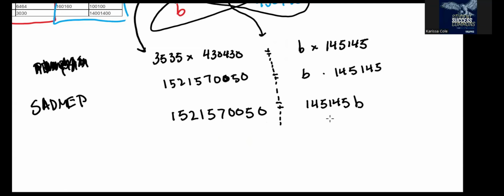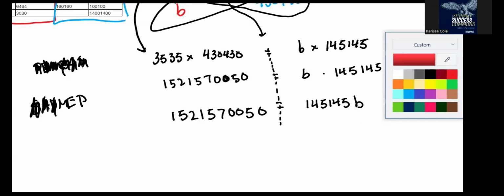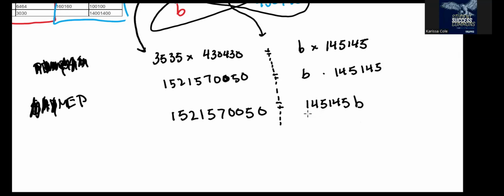Whenever you do SADMAP, you always focus on where the letter is. So looking at my letter B, is there any subtraction or addition? No. Any division? No. Any multiplication? Yes. I have it written so that they're squished together, but that still means multiplication. So I need to do the opposite of that. Whenever you're doing SADMAP, you're working in opposites. So the opposite of multiplication is division. And I have to do it to both sides.